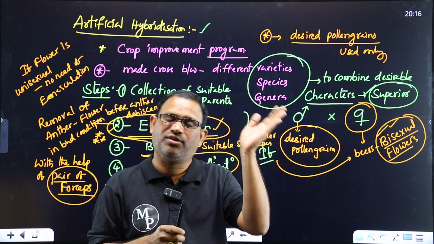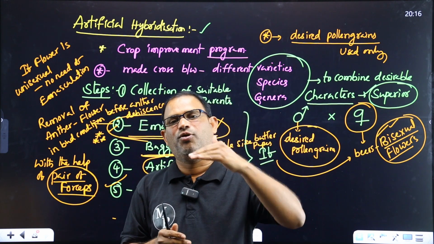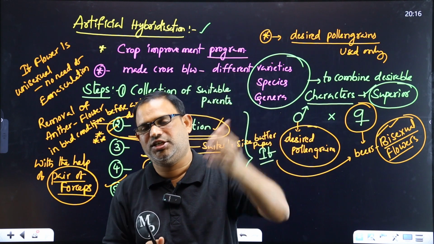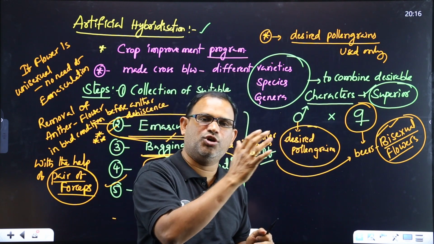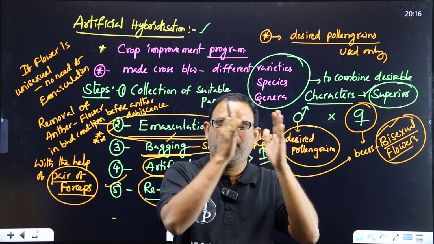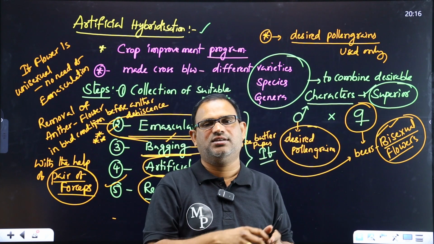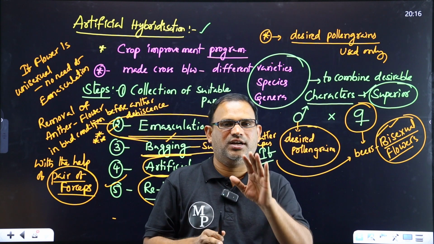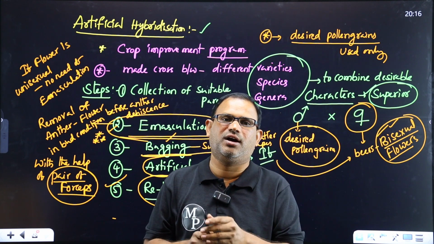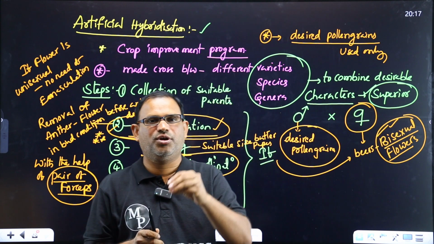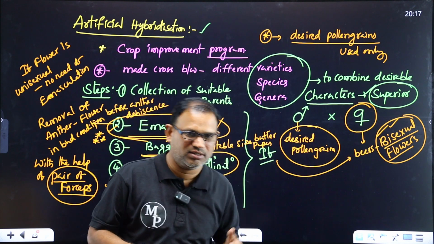Followed by what? After fertilization, what about development? Post fertilization changes: endosperm development, embryo development. Then further, seed formation. How is that? That is a very, very important session, going to the next. Okay? Thank you all of you.